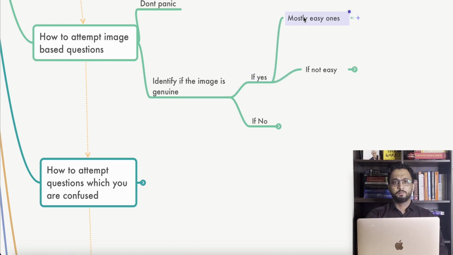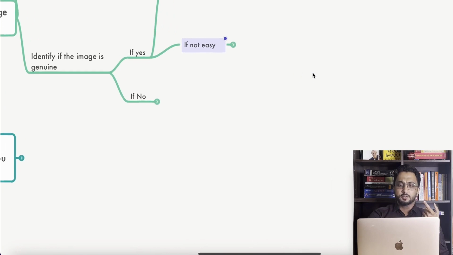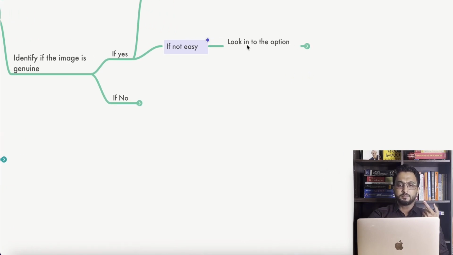Then most of the time I've seen that mostly they are repeats. We give you lots of images on our app, and those who are not there also have lots of images behind your dental pulse. Do them. Most of the time these images will be from there. Please note, don't do too much explanation of image-based questions. It's not required. If it is not easy, then look into the options. Same thing: try to eliminate, connect.